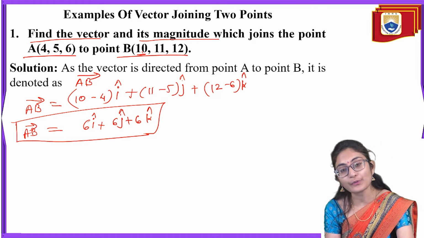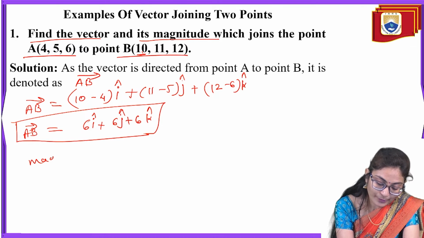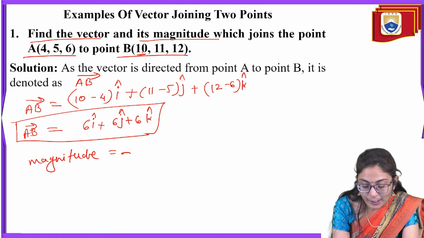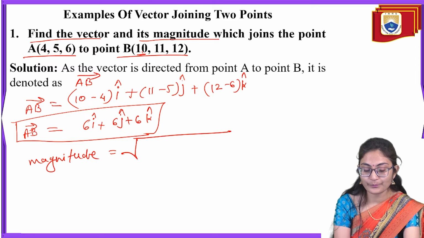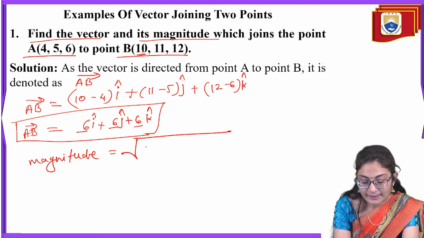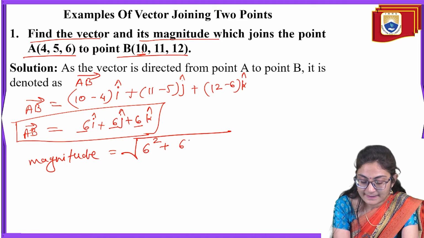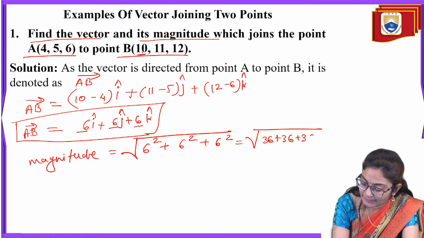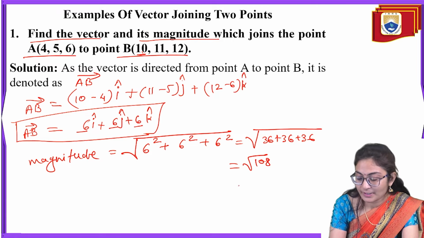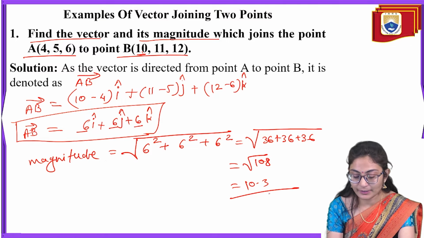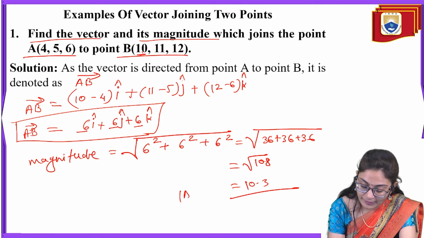But now we have to find out the magnitude. Magnitude means we have to take the square root of the squares of these coefficients of the vector. That means 6 square plus 6 square plus 6 square is equal to under root of 36 plus 36 plus 36, and it is near about 10.3 something. This is our magnitude, and magnitude we always show like this.